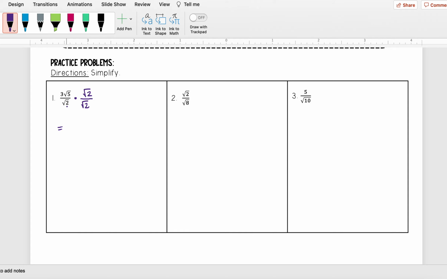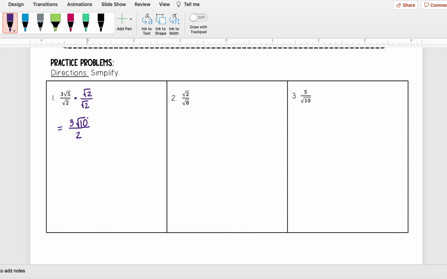And so when I do that, the square root of 2 times square root of 2 is just equal to 2, as we saw, since it's really going to be square root of 4, which is equal to 2. And then on top, I need to be careful here. I can only multiply together those that have the radical. So that 3 is still just going to be there, but then I can do the square root of 5 times the square root of 2 to get the square root of 10.